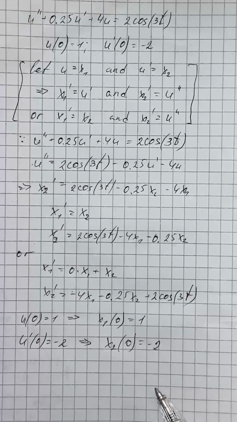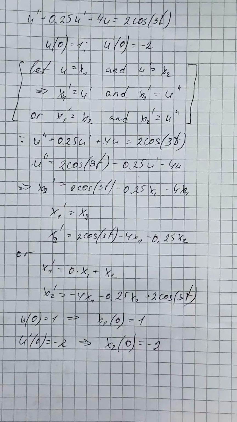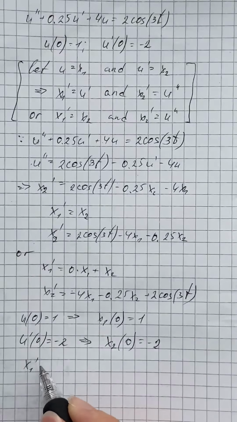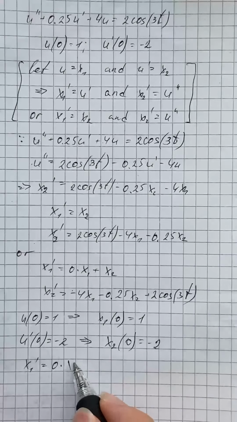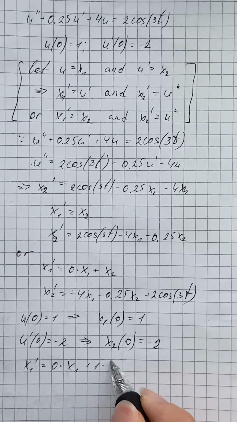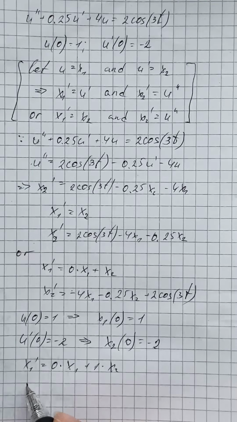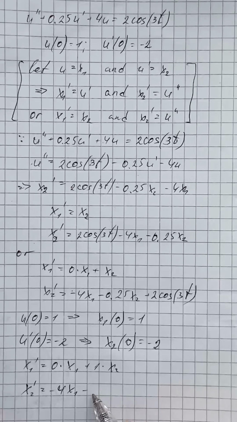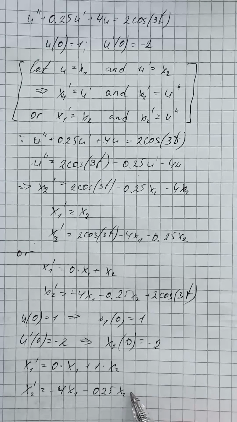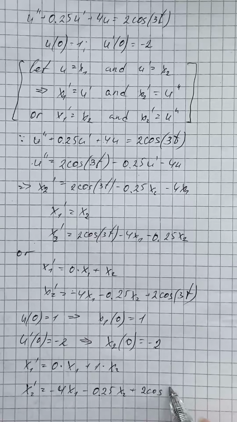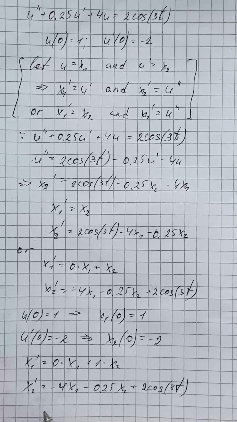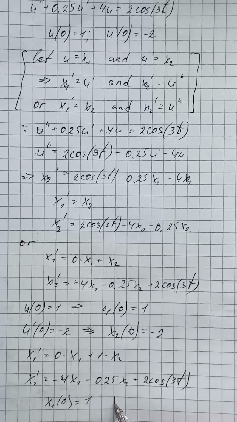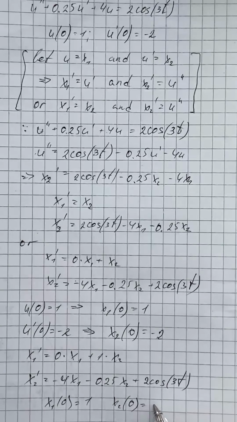Hence, the initial value problem for two first order equations is x1 prime equals 0 times x1 plus 1 times x2, and x2 prime equals negative 4x1 minus 0.25 x sub 2 and plus 2 cosine of 3t, where x1 evaluated at 0 equals 1 and x2 evaluated at 0 equals negative 2.